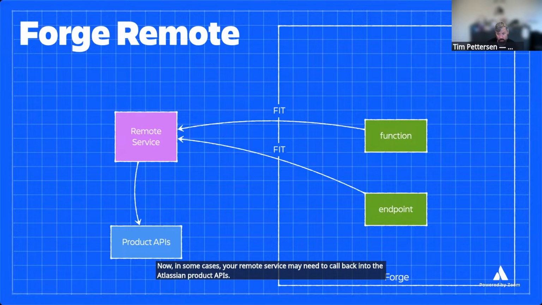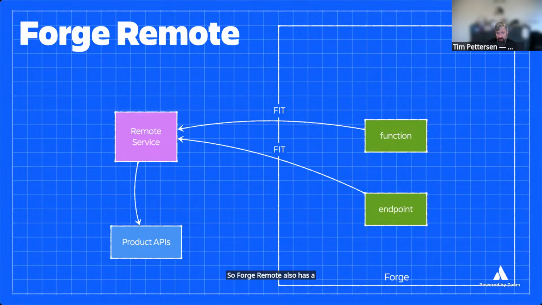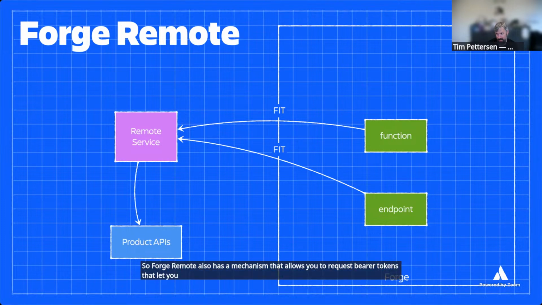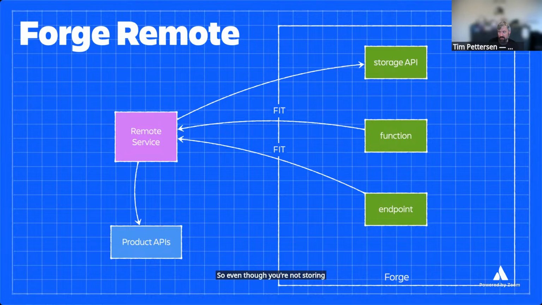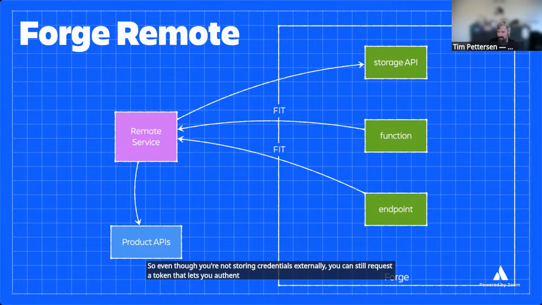So Forge Remote also has a mechanism that allows you to request bearer tokens that let you authenticate with any Atlassian API that supports OAuth 2. And these bearer tokens also give you access to Forge-specific APIs, such as Forge Storage. So even though you're not storing credentials externally, you can still request a token that lets you authenticate back into these APIs, which is pretty nifty, really.